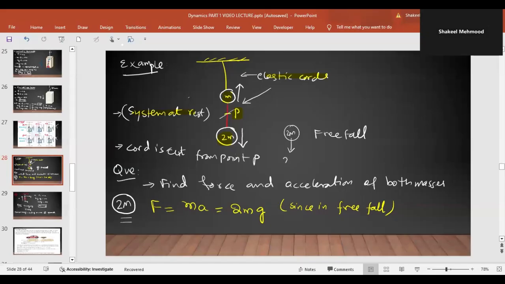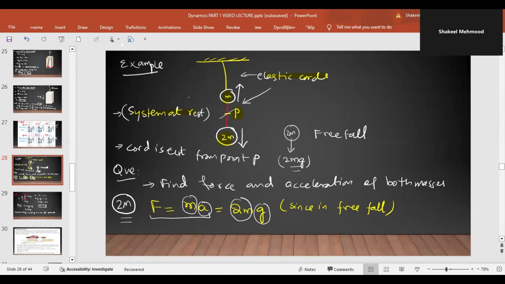And its weight is 2 mg, because weight is mg, so its mass is 2m, so that's why it is 2 mg. So we say that the force acting on it is F equals ma, and as its mass is 2m and its acceleration is free fall, which is g, the force acting on it in the downward direction is 2 mg, which is actually its weight. This is a very simple thing.